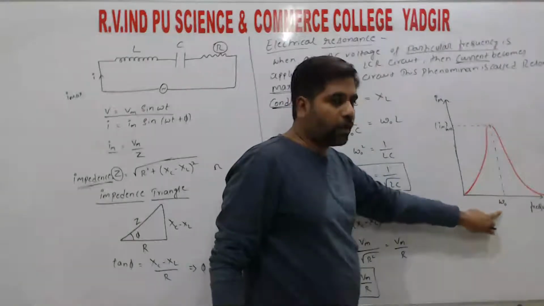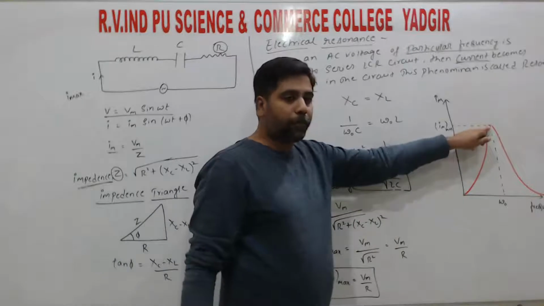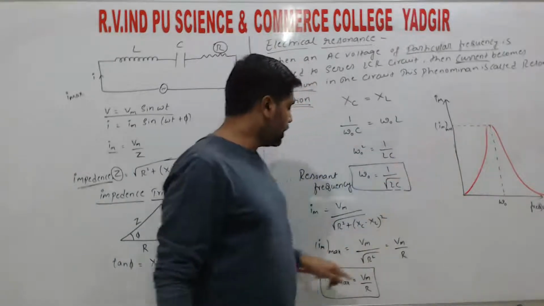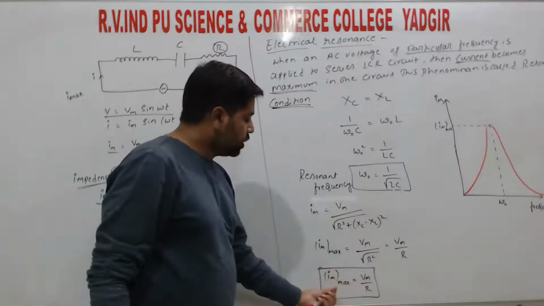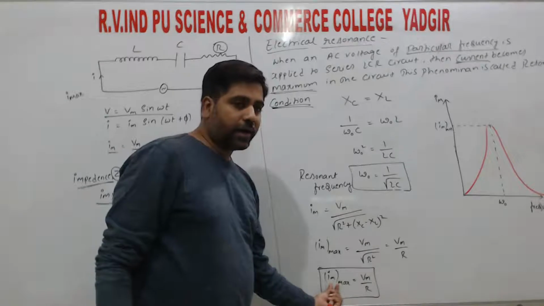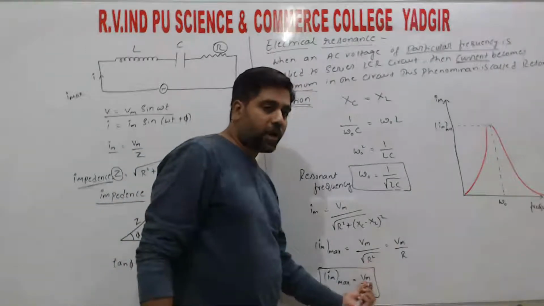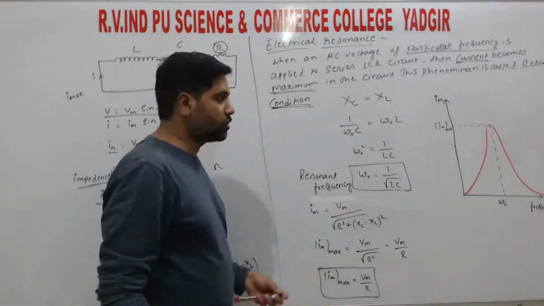So here omega naught is the resonant frequency. At this frequency the current is at its peak. That means we are getting the maximum current, right? So that is I max is equal to Vm divided by R. That means the maximum current we are getting only because of the resistance. So as the resistance keeps decreasing, the maximum current keeps increasing, right?